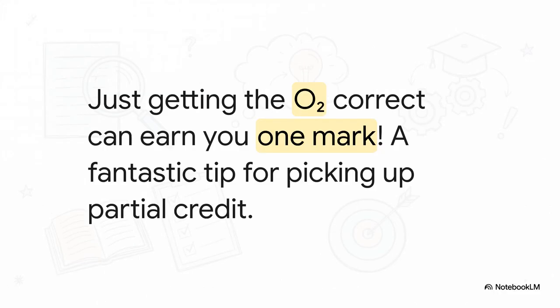But wait, check this out. This is a hidden gem from the extra information section of the mark scheme. Let's say you're in the exam, pressure's on, and your mind just goes blank on how to balance the thing. If you just get the correct symbols down and specifically write O2 as a reactant, the mark scheme says you get 1 mark. That is an amazing tip for grabbing partial credit when things get tough.